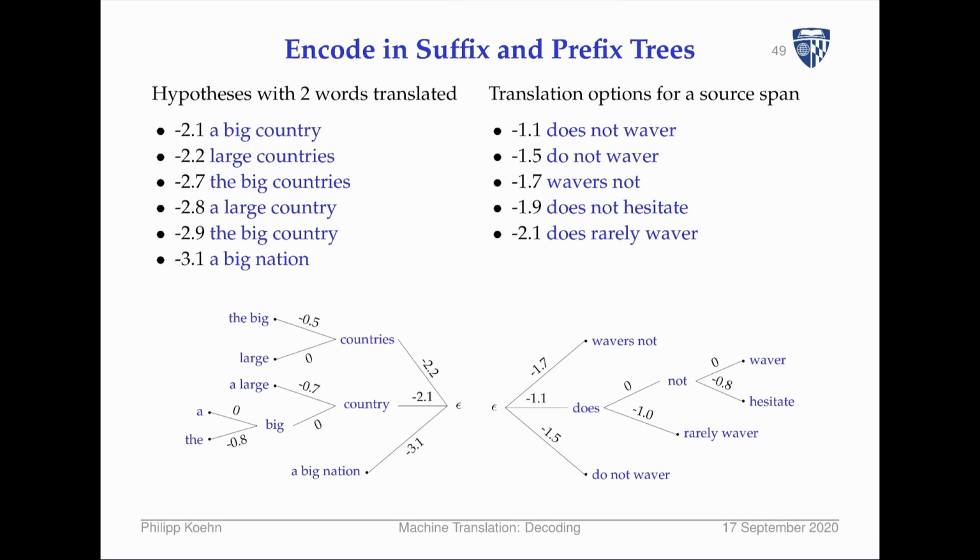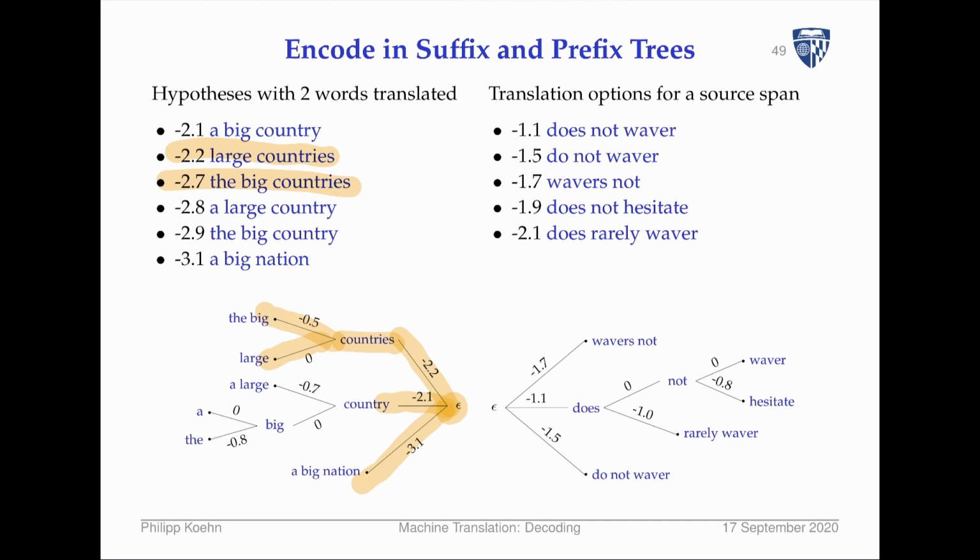So we organize this in suffix and prefix trees. This is for the translation hypotheses that we have so far. There are a bunch of ones that end in countries, a few that end in country, and one that ends in nation. The ones that end in countries are the big and the large. So if you look up here, the large countries and the big countries, this is all there.